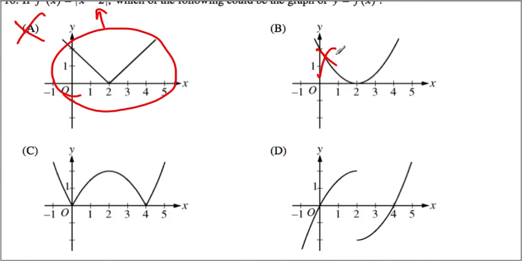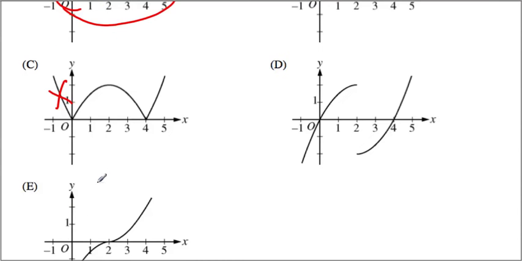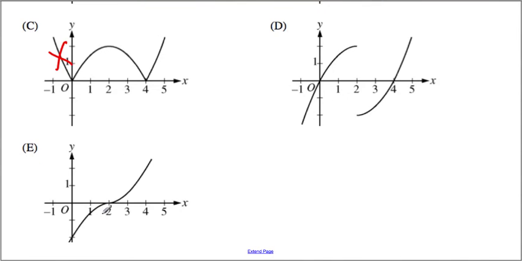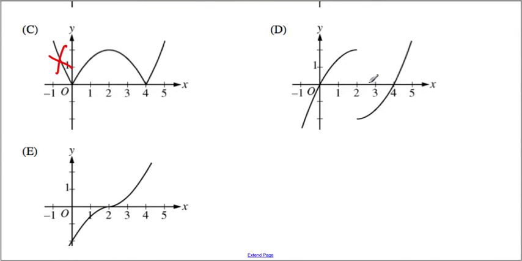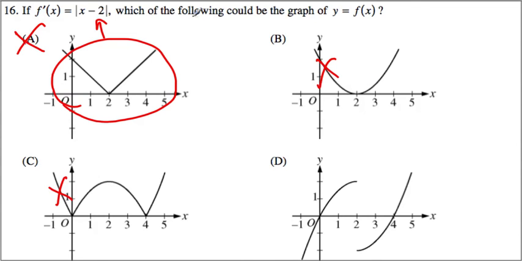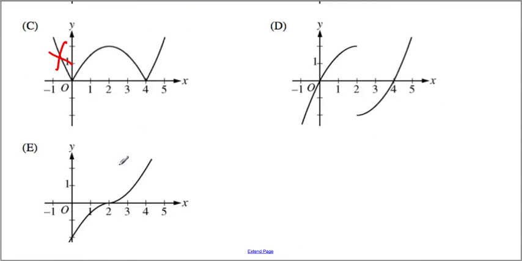This one is out because this portion is decreasing, and so is this one. Now, these two are the possible choices. But we realize that when x equals 2, the slope will be equal to 0. Here, slope is equal to 0, that's okay. But here, slope does not exist. So therefore, our answer should be choice E.